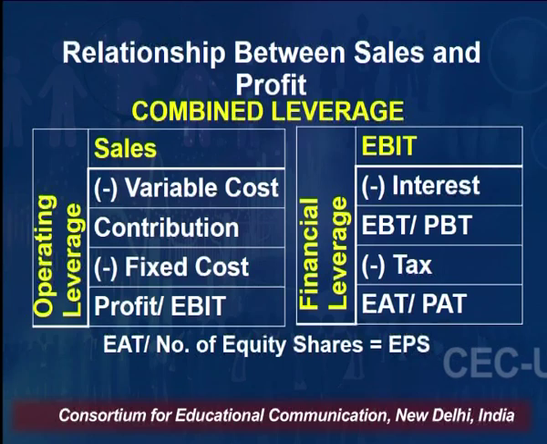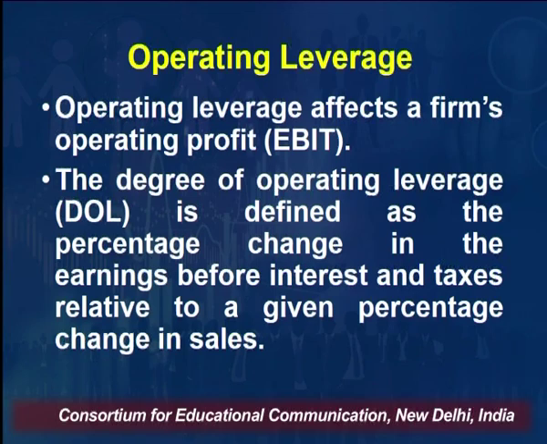There is one more small thing that we are going to use as we move further in this session today, that is the calculation of EPS, earnings per share. Earnings per share may be calculated by dividing our EAT, earnings after tax, by the number of equity shares in your capital. Coming to the first type of leverage, operating leverage. Operating leverage affects a firm's operating profit. Operating profit means our EBIT.